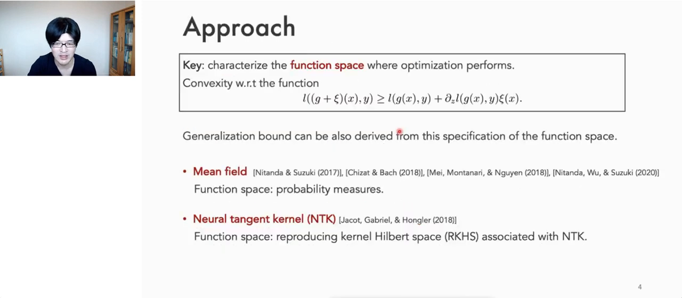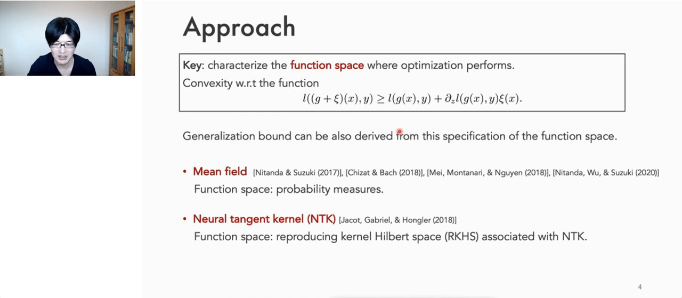One promising idea is mapping the optimization dynamics in parameter space to function space and exploiting the convexity of the loss with respect to the function. Indeed, the loss is non-convex with respect to the parameters, but it is convex with respect to the function, as seen in this inequality. This is the reason why it's better to consider optimization in function space. Moreover, a generalization bound can also be derived by characterizing a solution in this function space, as done in our study.